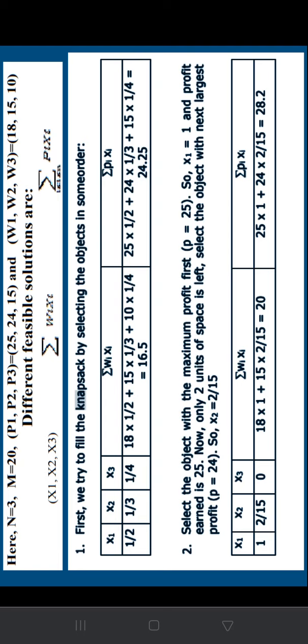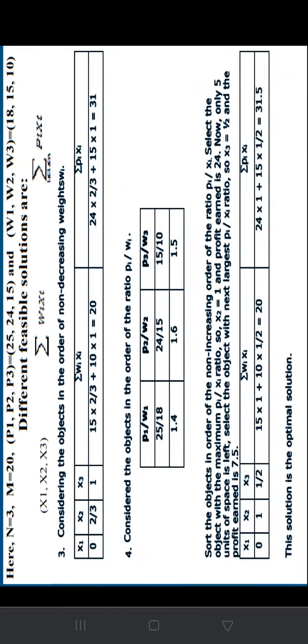Now let us go to the third solution, where we have another criterion or selection procedure. Here it says that we consider the objects in the order of non-decreasing weights, so we are using the non-decreasing weights of the objects.